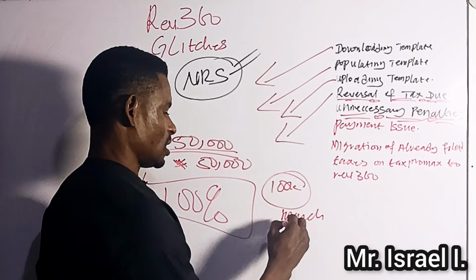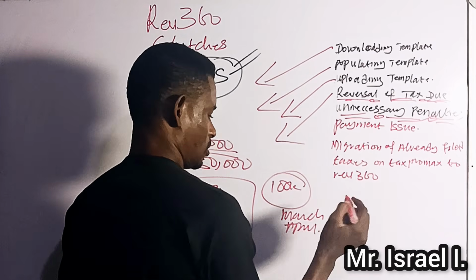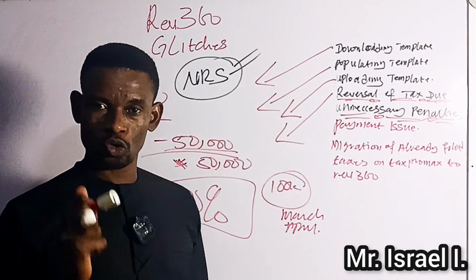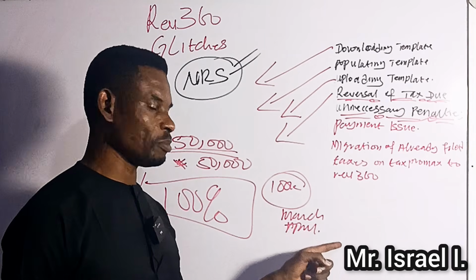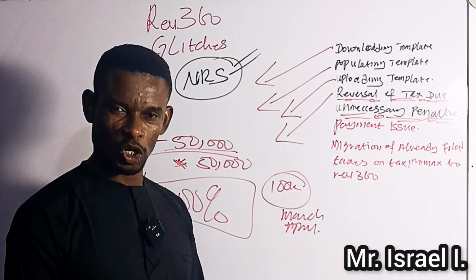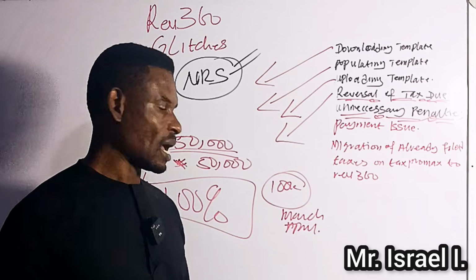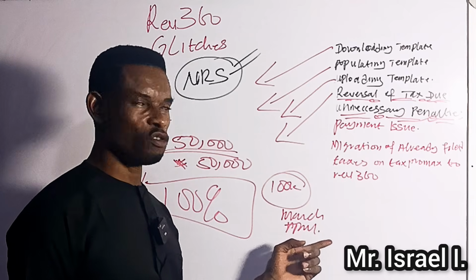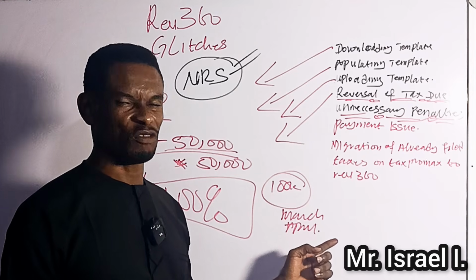That is for March. Then for April, and for March and April. Now, you might also notice that when you file for March or for April, you see a penalty of 2.5 million as penalty. At times, you file for April, you see a tax due. Maybe the one you file for April is a tax due of 15,000 naira.